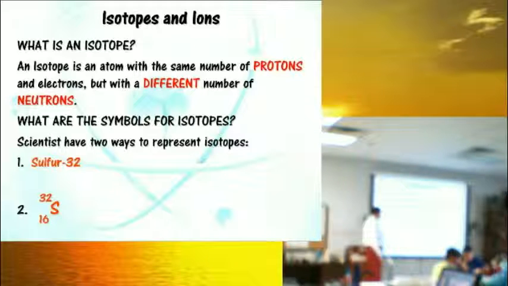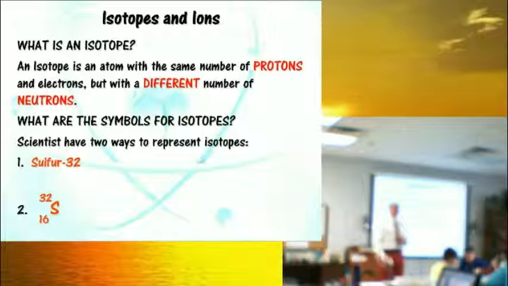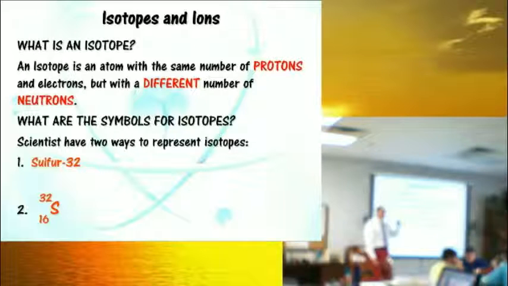You could either say sulfur 32. Guess what this 32 represents? One of those things we talked about. What's that? It's not the number of protons. It's the mass. Sulfur 32. Because remember, if the neutrons change, will the mass change? Yes. So this one happens to be sulfur 32. It could be sulfur 33 if there were more neutrons. Or sulfur 31 if there were less. And we'll look at that a little bit later.